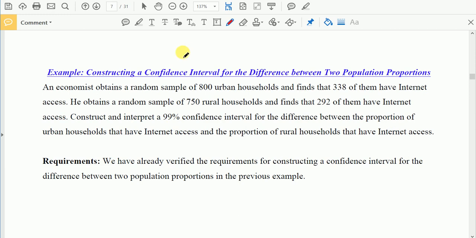Remember, originally P1 equals P2, the null hypothesis. Now we want the 99% confidence interval for the difference between the two, right? So we want to compare that. So we have already verified the requirements from the last example. So that's good.